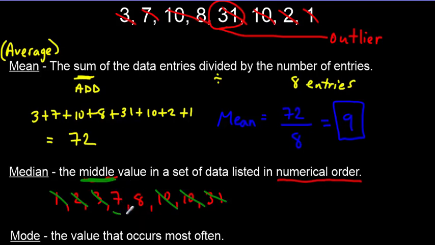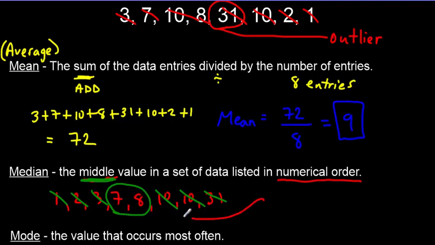Now in this case, because we have 2 values in the middle, we actually take the mean of those 2 values, or the average of those 2 values. Okay, and now the average between 2 values is essentially the halfway point between those 2 values. So with 7 and 8, the halfway point will be 7.5.